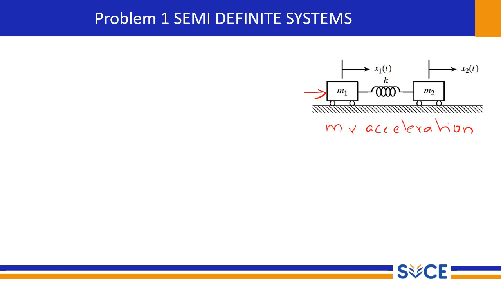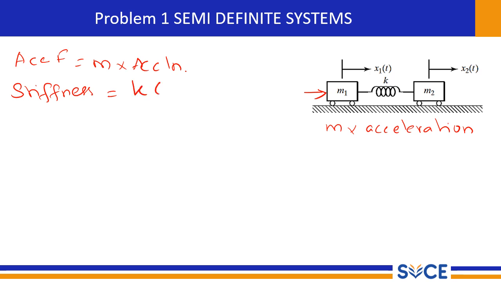So let me form the equation of motion for this 2 degree of freedom system. First, there is an accelerating force, so accelerating force equals mass into acceleration. And then there is a stiffness force which acts opposite and equal, that is, stiffness into displacement.